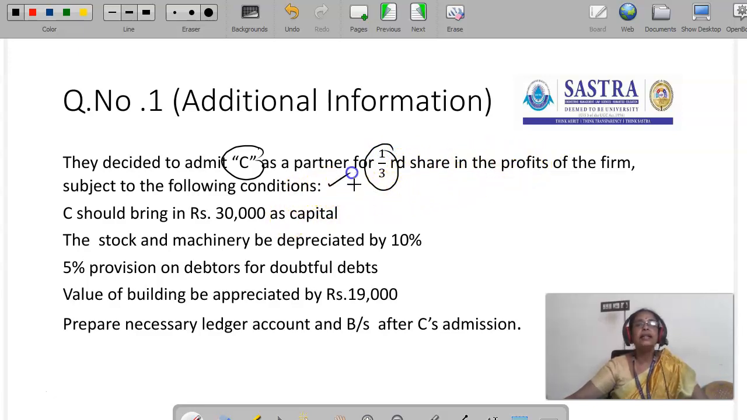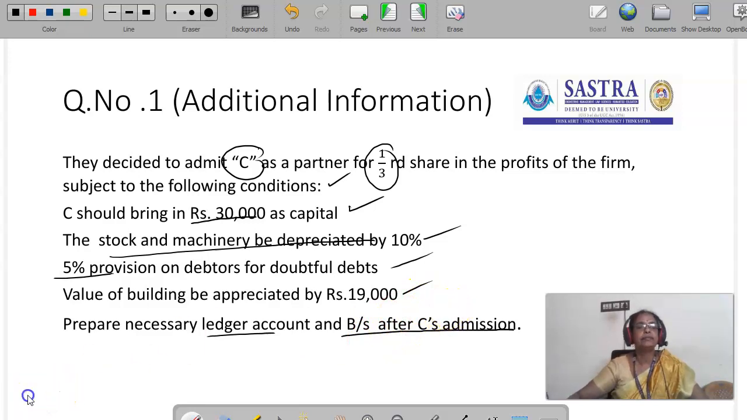Then what are the conditions we have to follow while preparing the balance sheet? C should bring in rupees 30,000 as capital. The stock and machinery be depreciated by 10%. 5% provision on debtors for doubtful debts. Value of building be appreciated by 19,000. Prepare necessary ledger accounts and balance sheet after C's admission. So you are asked to prepare the balance sheet after C's admission.